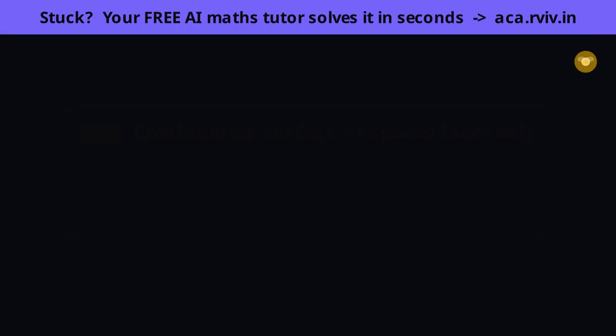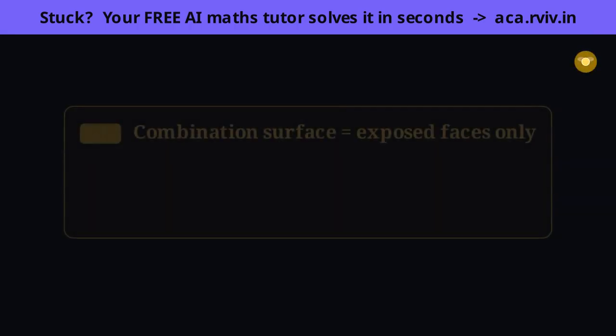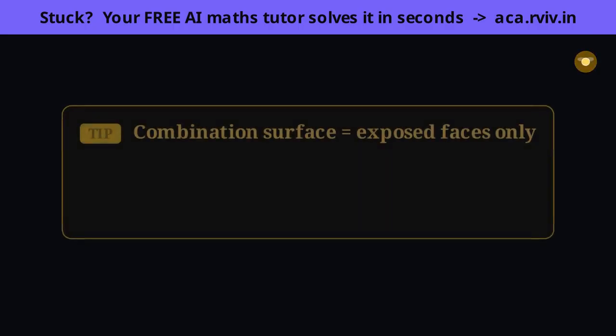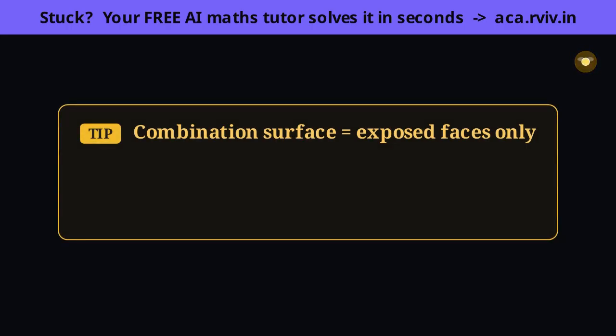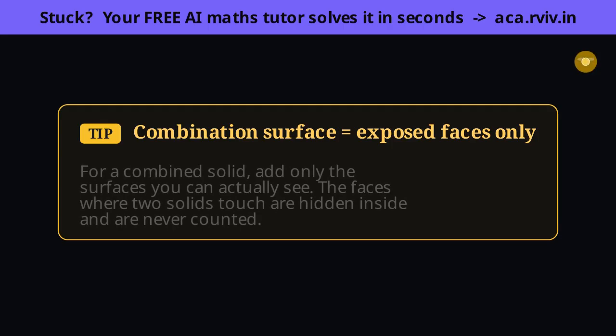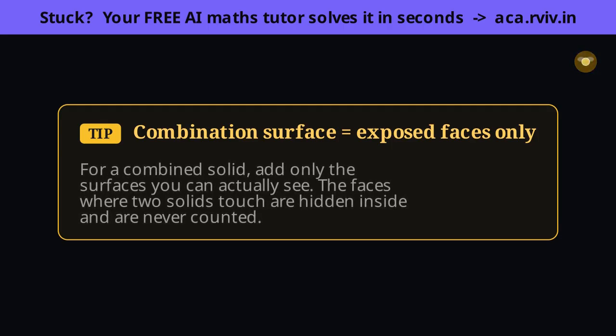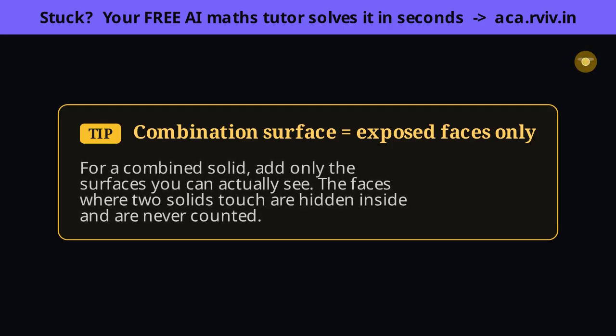Here's the single most important idea for combinations. When two solids are joined, never just add their total surface areas. Add only the faces you can actually see from outside, the ones a paintbrush could reach. The circles or faces where the two solids meet are pressed together and buried inside, so they stop being skin and simply disappear from the surface. Always pause and ask, which faces are exposed?